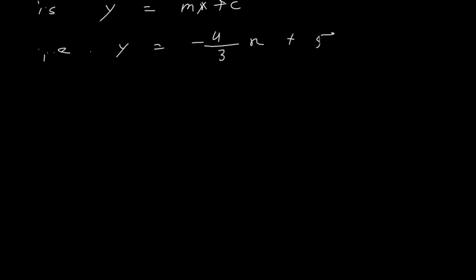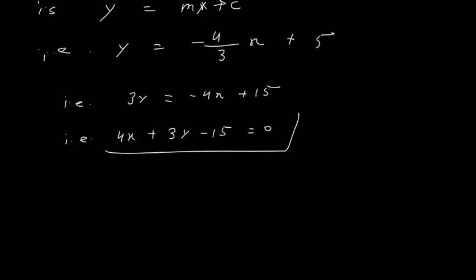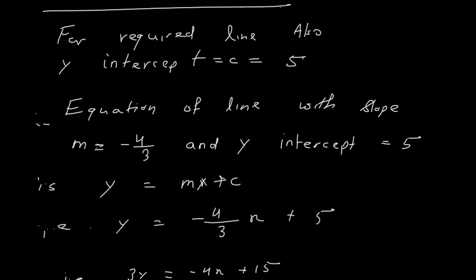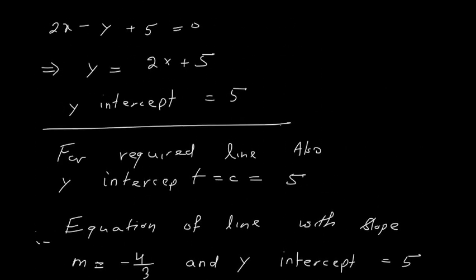5. So I will multiply by 3 on both sides. So we will get 3y is equal to minus 4x plus 3 fives are 15. So we have 4x plus 3y minus 15 equal to 0. So 4x plus 3y minus 15 equal to 0 is the equation of the line which I have to find out.